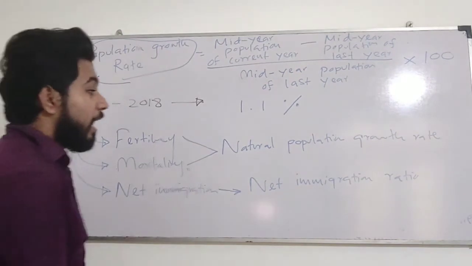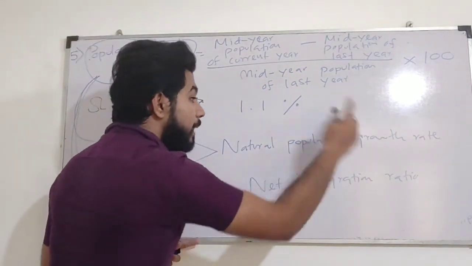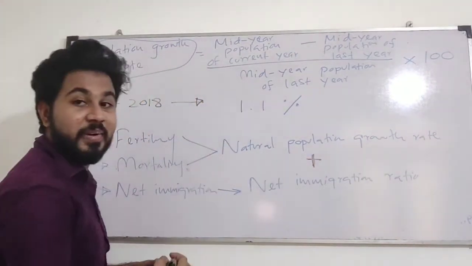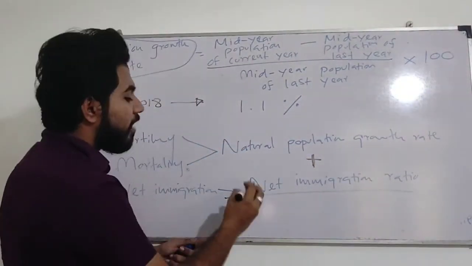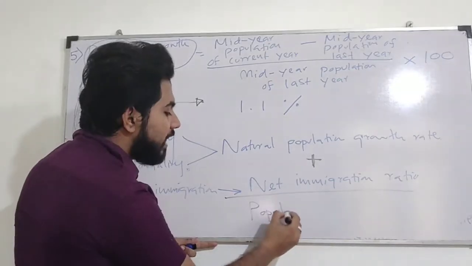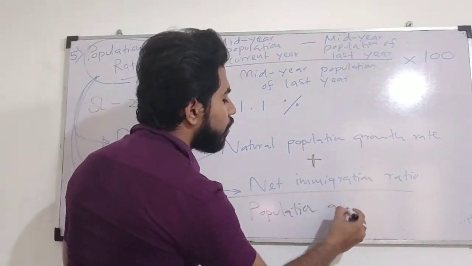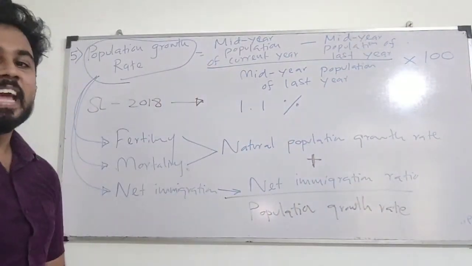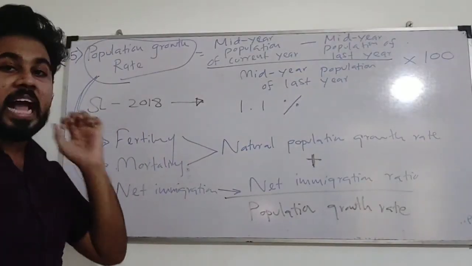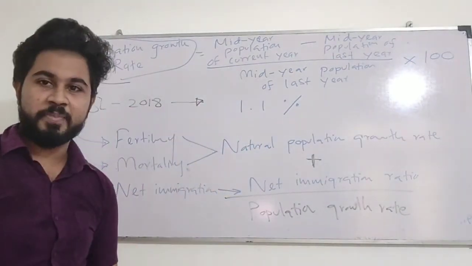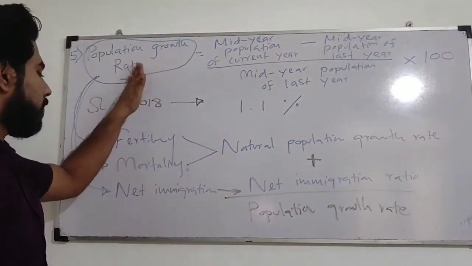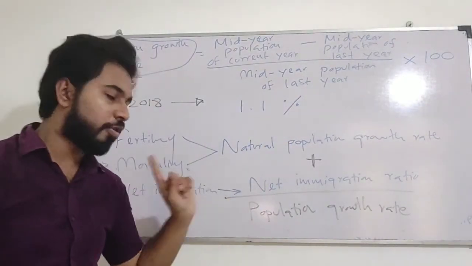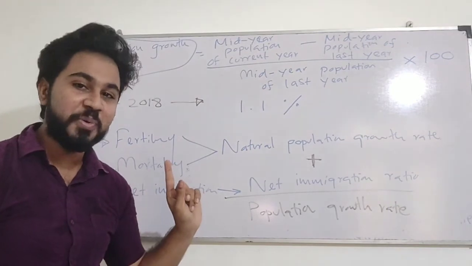So, okay, when we add natural population growth rate with net immigration rate, then your final answer will be population growth rate. So we can calculate the population growth rate as a percentage in this way. And we can calculate the population growth rate also in this way. What is this way? Natural population growth rate plus net immigration rate.